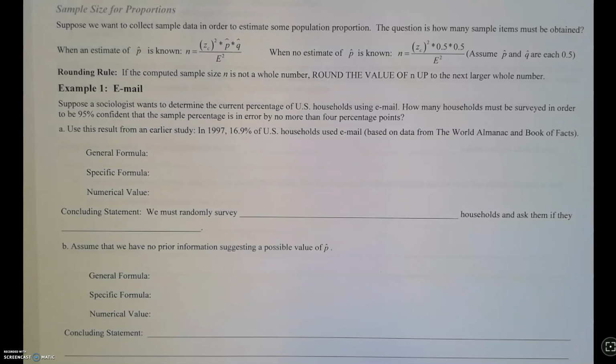So in this problem, I like this problem because it has changed over the years. It says, suppose a sociologist wants to determine the current percentages of U.S. households using email. How many households must be surveyed in order to be 95% confident that the sample percentage is in error by no more than 4 percentage points? So we're going to use a result from an earlier study in 1997, over 20 years ago. Only 16.9% of U.S. households used email.